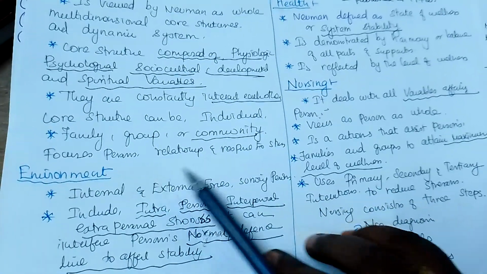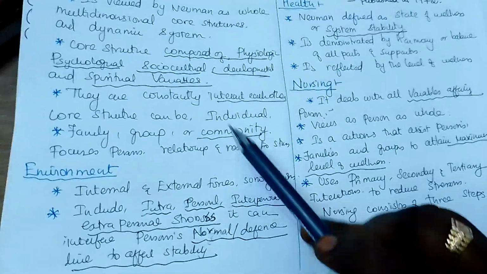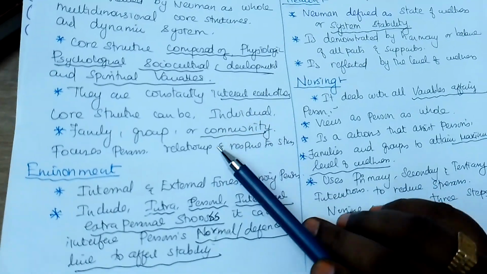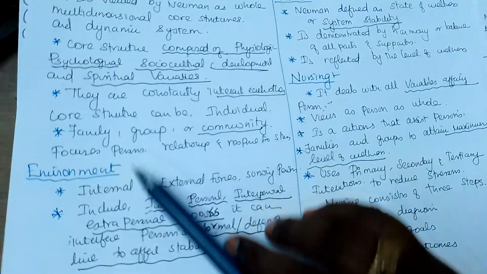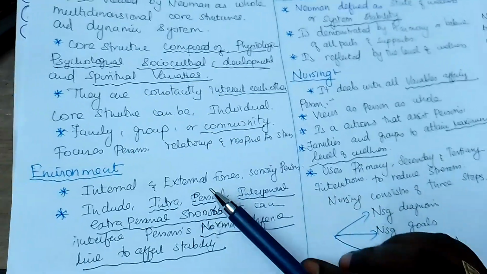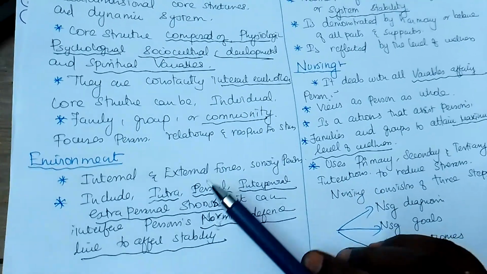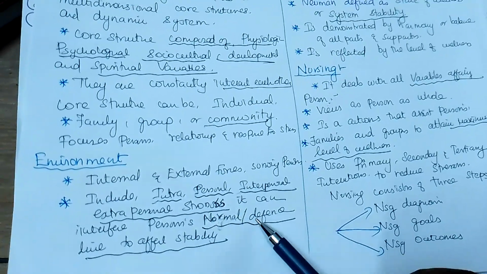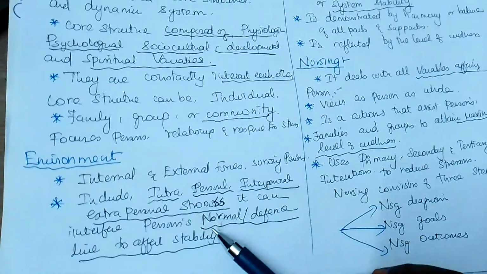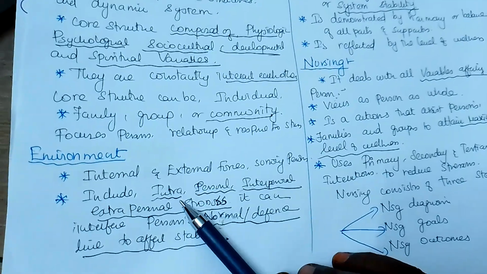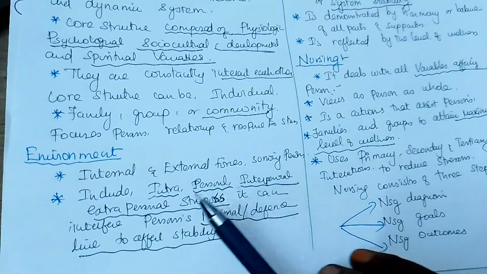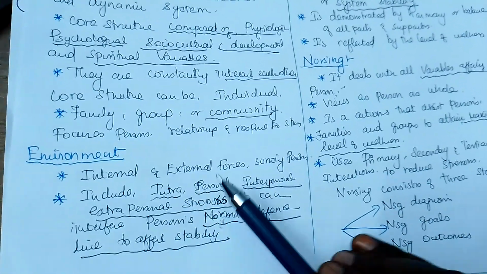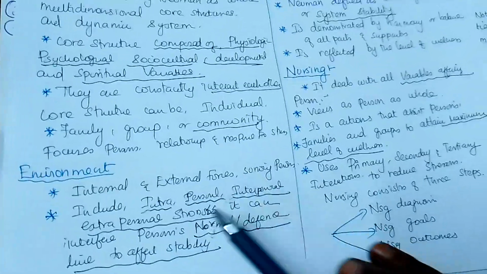She focused on the person's relationship and response to stress. How this core system responds to the stress. Manipur has responded to the stress in a very aggressive manner. The whole system is getting corrupted. Okay, understand? Now the environment. What is she talking about? Environment: she is talking about intrapersonal, interpersonal and extrapersonal stressors. They may interfere with the normal defense line. So the environment is very important. Based on this environment, she is talking about the nurses. Nurses have to give a protective, good environment, find out that every individual is unique, and find out which stressor is affecting. That's what she is going to tell.